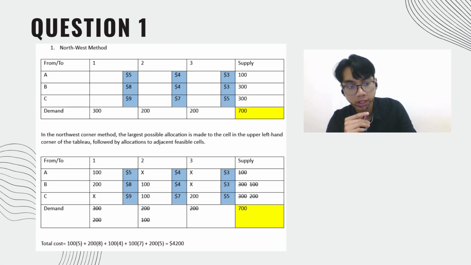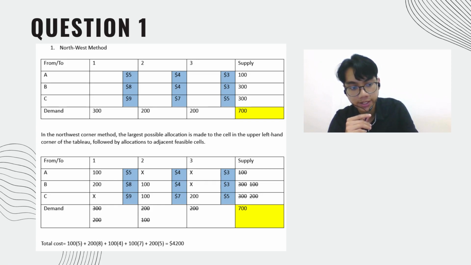Next will be B2. For B2, the demand needed is 200. How much can it supply? It is 100. So for B2, we get 100. There will be nothing left on supply B. So we go next to B3. Because there is no supply left on B, we cancel out B3.